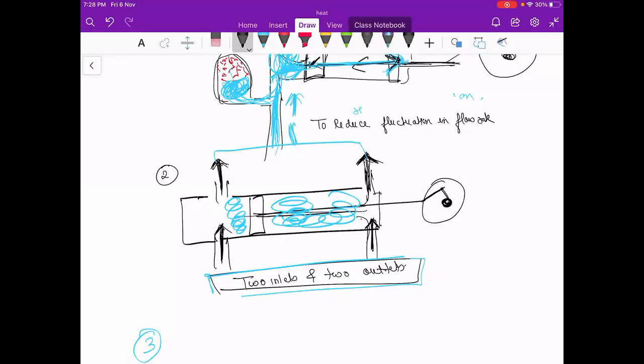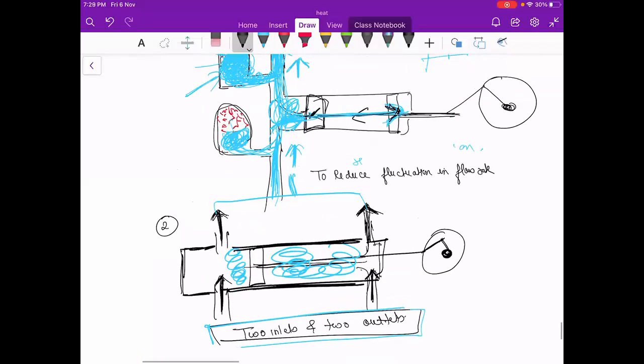Now see this: two inlet, two outlet system. The structure of the air vessel will be like this. It will be a cylindrical structure.